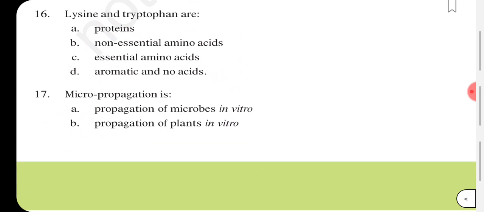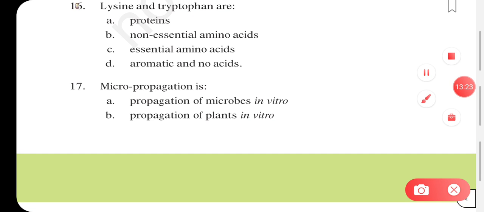Next one, micropropagation is propagation of microbes in vitro, or is it propagation of plant in vitro? In vitro propagation of plant, this is correct, okay. So here the correct answer will be, we'll see the other two options also, but anyways this is the correct one. Micropropagation is the propagation of plant in vitro condition.